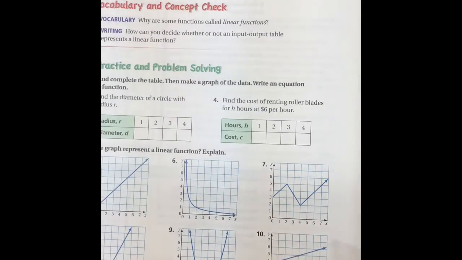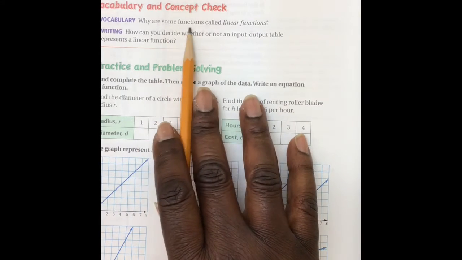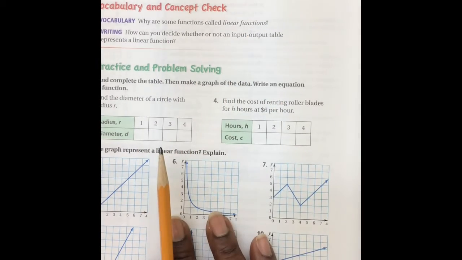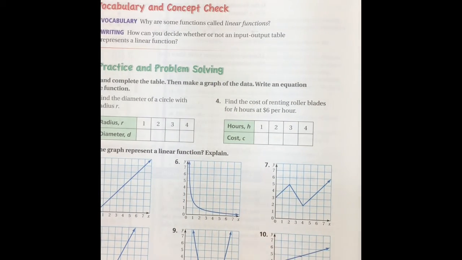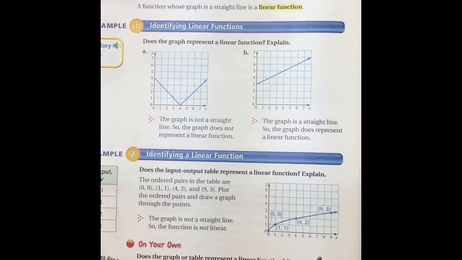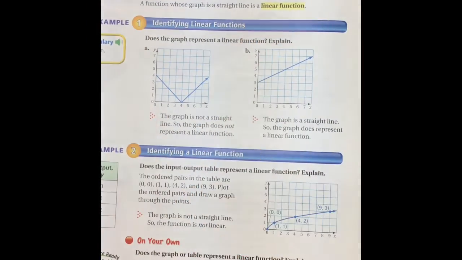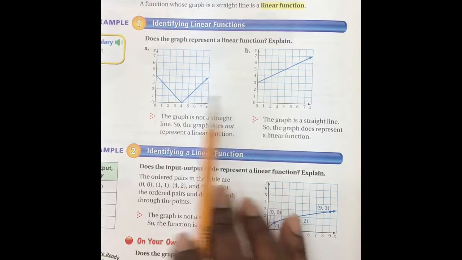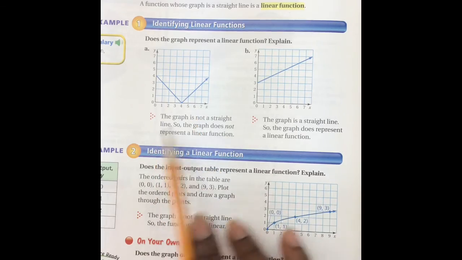Let's take a look at why some functions are called linear functions, okay? And we already established that the word linear refers to a line, okay? So now, let's move forward to the actual assignment briefing. A function whose graph is a straight line is linear, okay? So when we look at this versus this, this is linear, this is not. It's not a straight line, this is a straight line, all right?